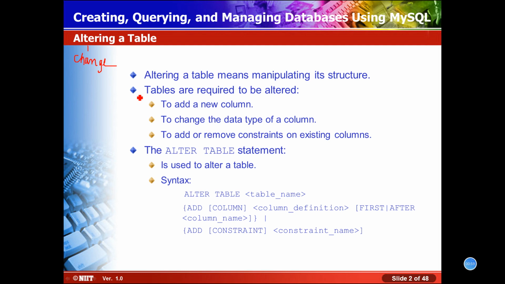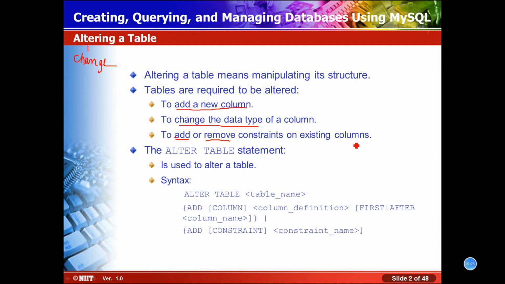So how can you change the table? Altering a table means changing its structure. What are the things which you can change? You can add a new column. You can change the data type of a column. You can add or remove constraints on an existing column.